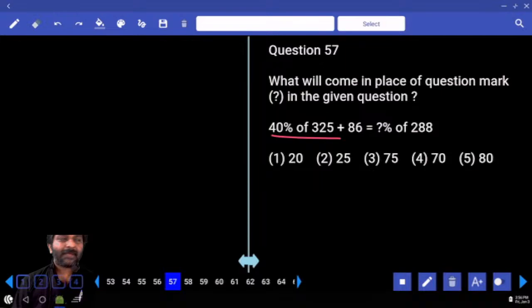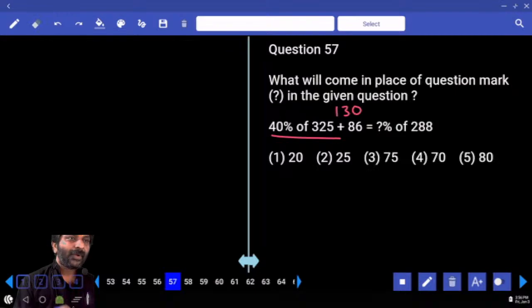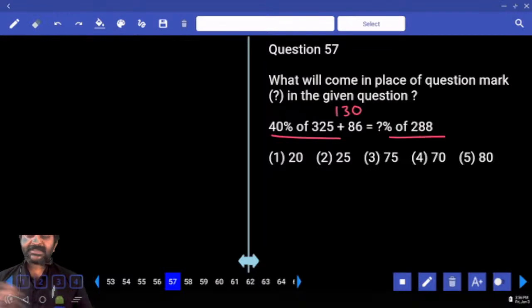40%. 10%, double 10%, double. 60, double. 130 plus 86. 2. 1. 6. What percent of this number only?